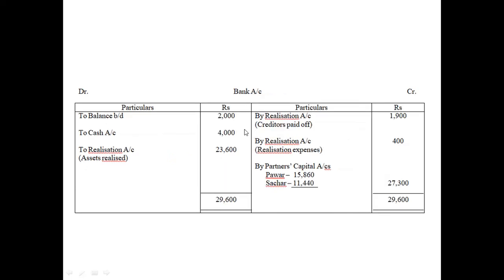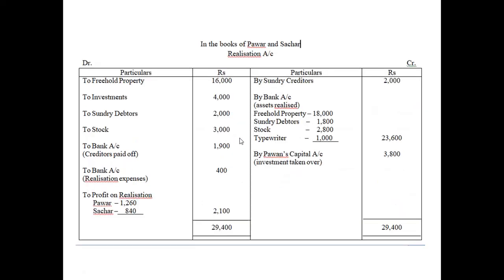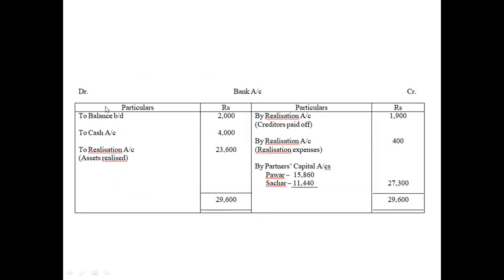Now finally, we prepare the bank account, and this balance b/d is taken from the balance sheet. This amount of cash has now been included in your bank account, so we have written cash account 4,000. In the realization account, we can see that assets were realized for 23,600 rupees, which will now be here on the debit side of your bank account. So to balance b/d 2,000, cash 4,000, which is present here in the balance sheet.